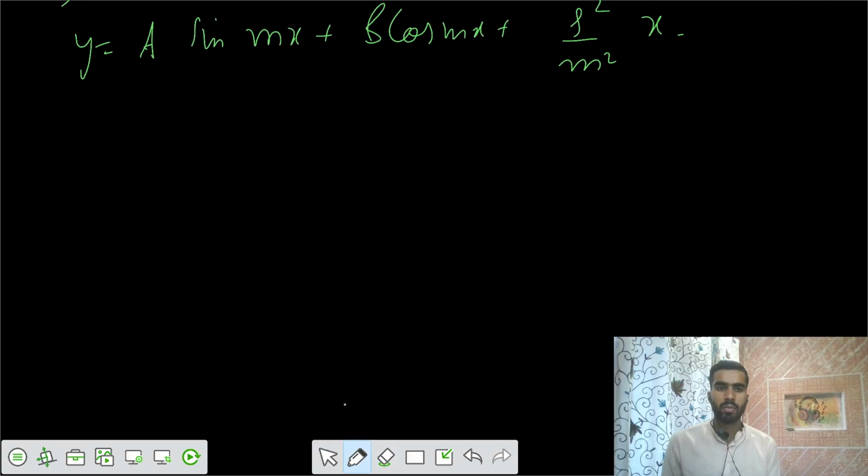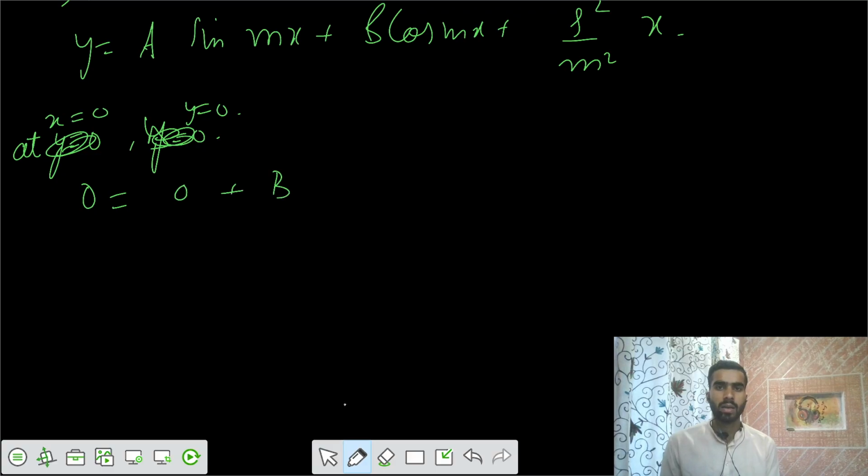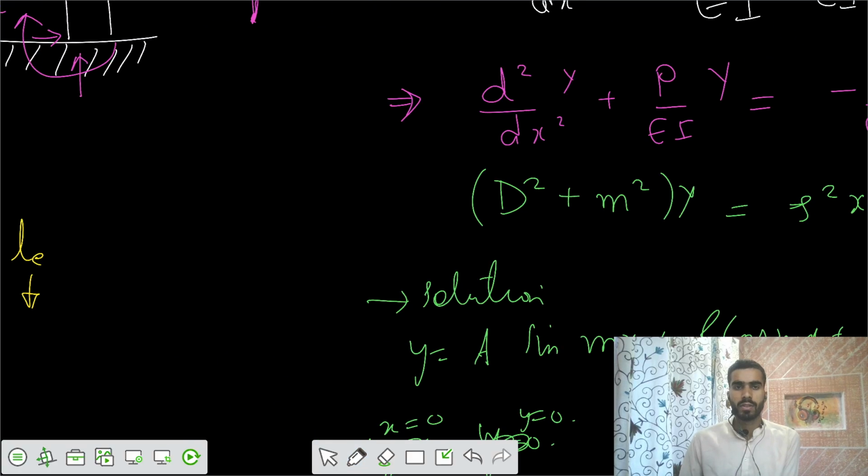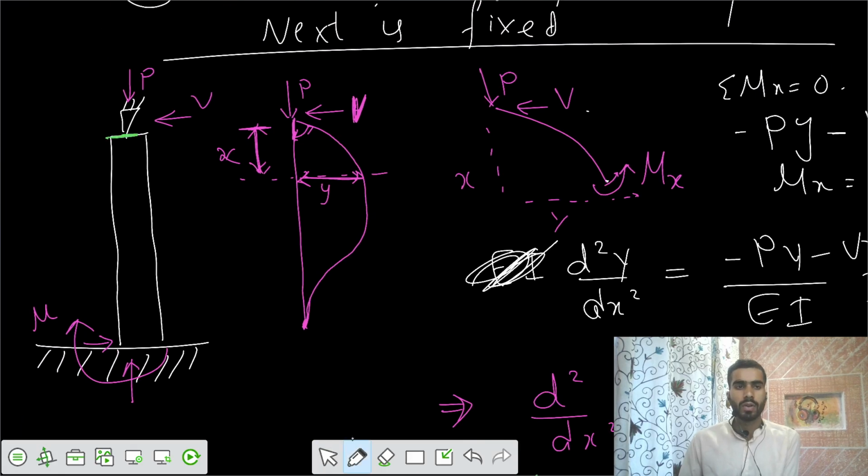So let's write the boundary conditions now. If I apply the boundary conditions, at x equals 0, delta is 0, so y is 0. That means 0 equals 0 plus B plus 0, so B is 0. And if I apply the next condition, at x equals L, y is also 0 because we have a fixed end. So at x equals 0, delta is 0, and at x equals L, delta is also 0.